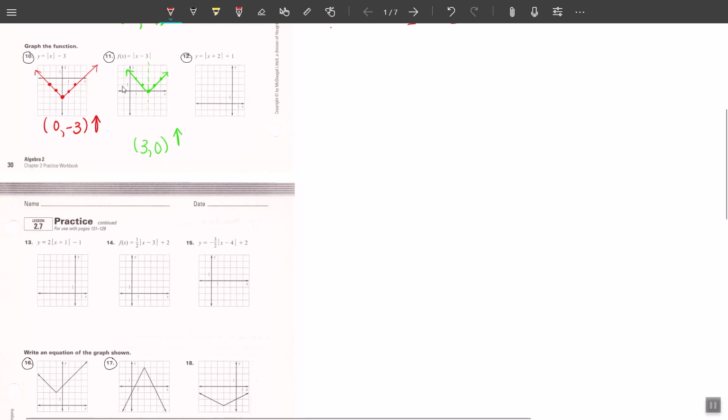On 12, we rewrite that inside the absolute value signs as a difference of those two values. And then we've already got it as plus k. So our vertex is -2, 1.